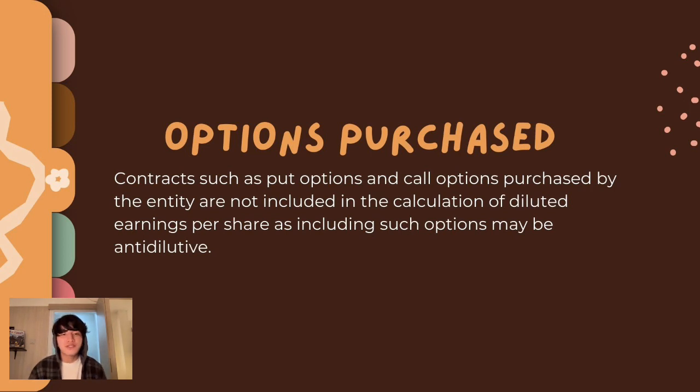Options purchased. Contracts such as put options and call options purchased by the entity are not included in the calculation of diluted earnings per share, as including such options may be anti-dilutive.